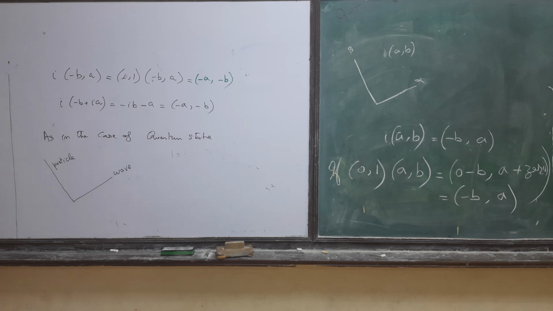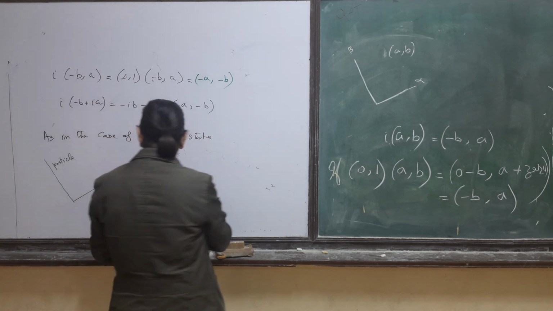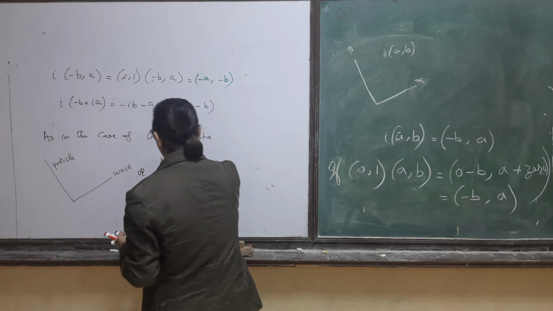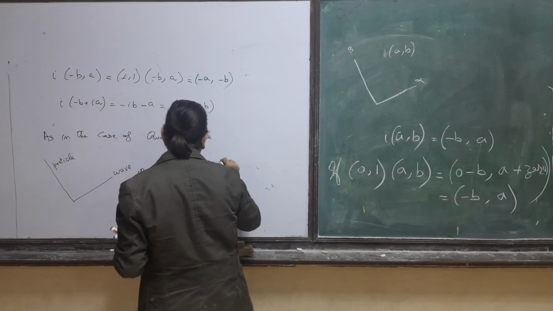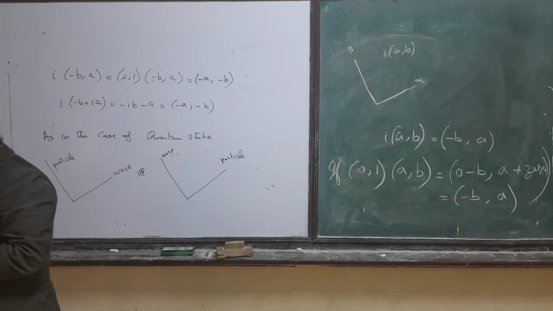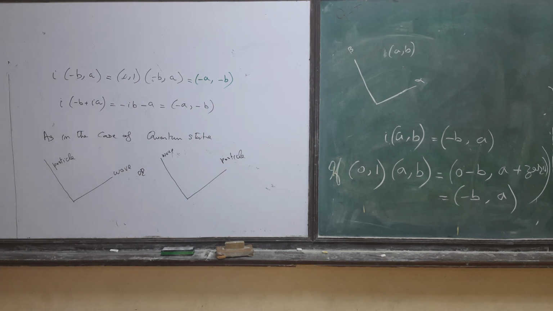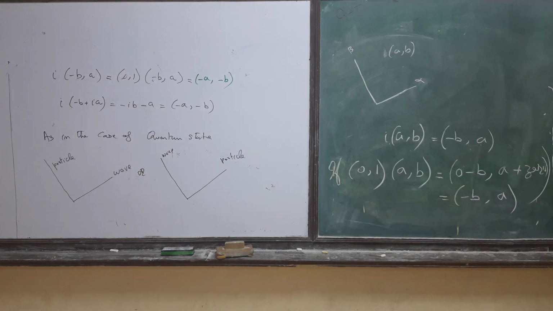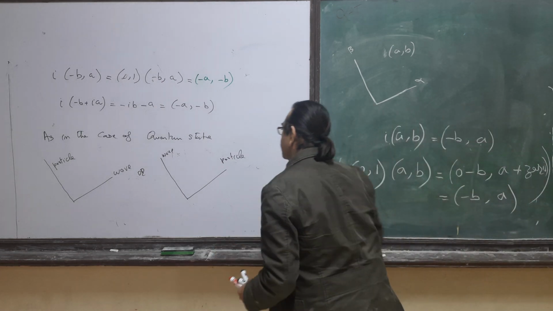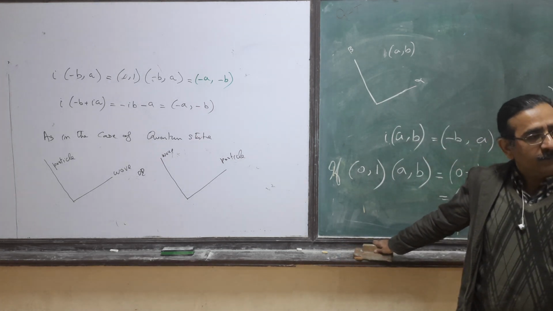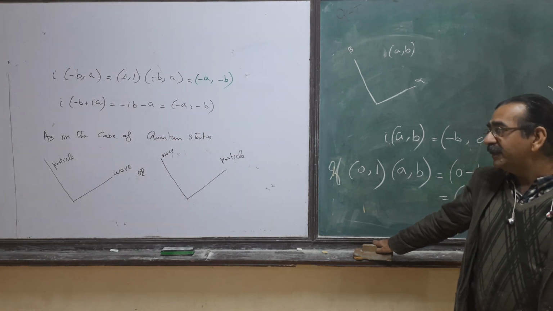Okay, wave or particle. So these are the wave and particle nature of quantum mechanics. So what is the nature of it? That is why it is an imaginary number.